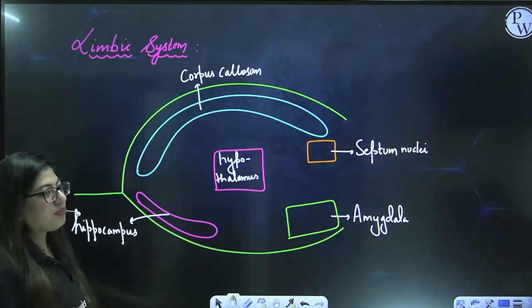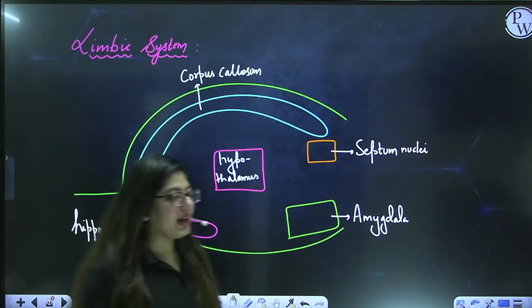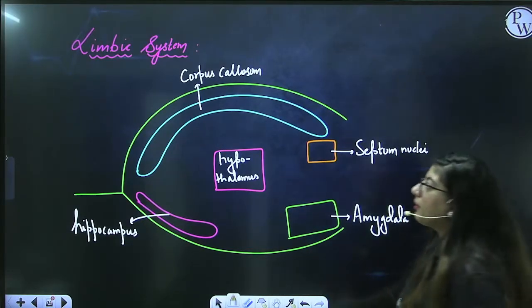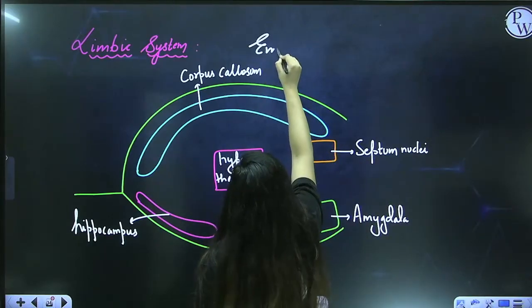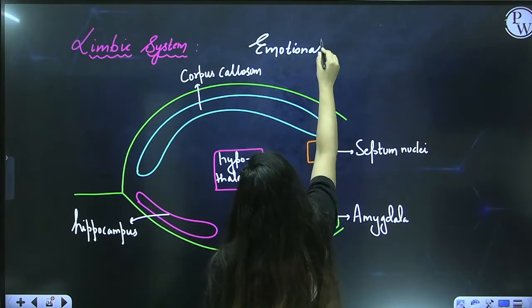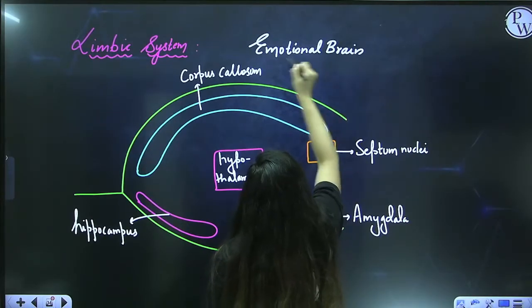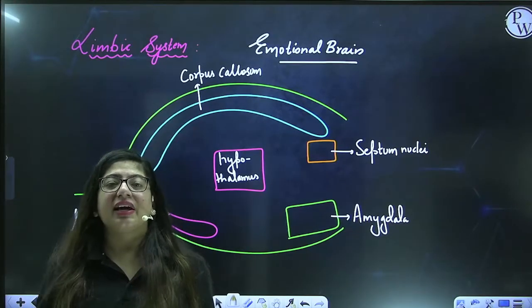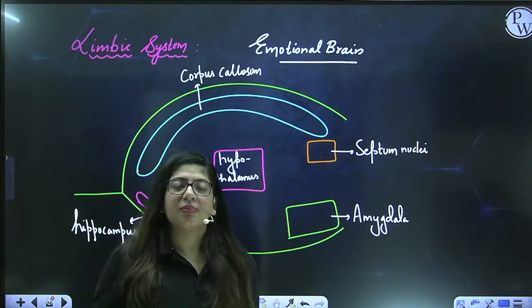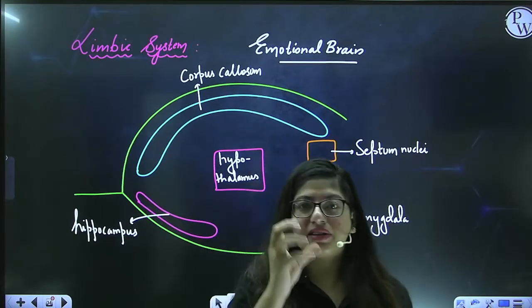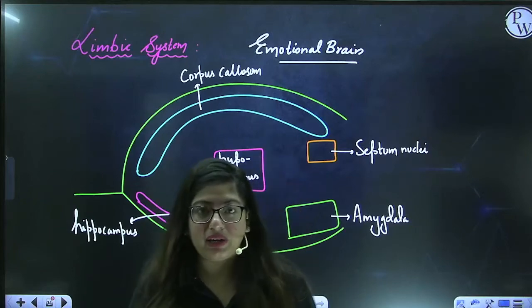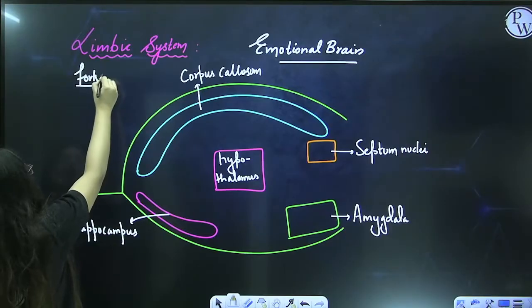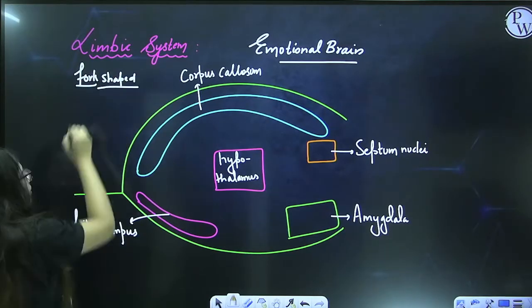Let's talk about a very important aspect because we are talking about the emotional brain, and that is your limbic system. So the limbic system is the emotional brain. That means it will control all your emotions. So deep inside the cerebrum, there are a number of small nuclei, and sometimes you consider them as a separate part. For example, there is a fork-shaped structure formed inside the cerebrum. Okay, so deep inside the cerebrum, these structures are present.